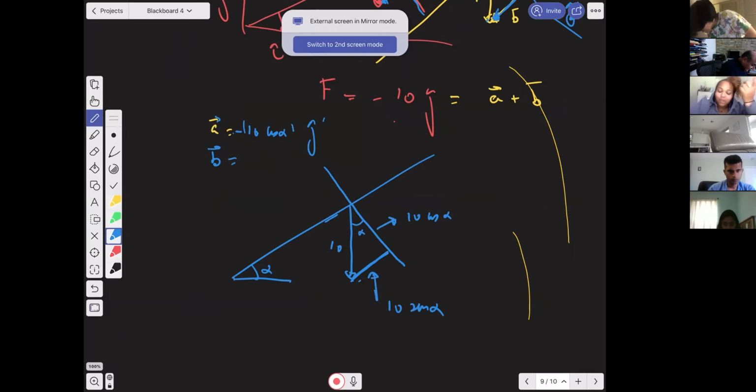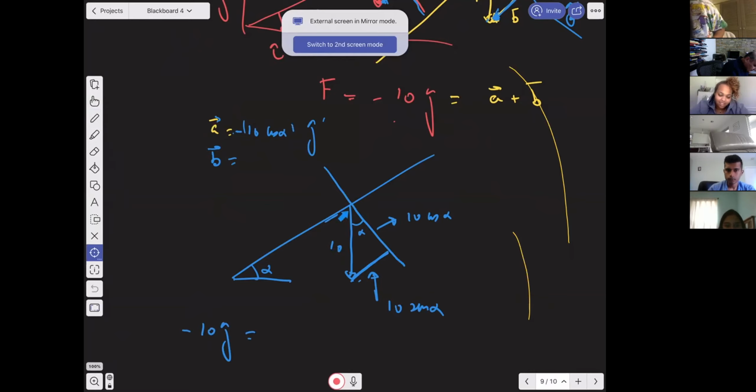So the vector 10j in the minus j direction, minus 10j, this vector that's going down, can be written as the sum of two vectors. This one with this magnitude, and this one with this magnitude, yes or no?